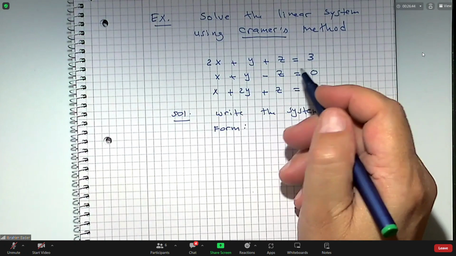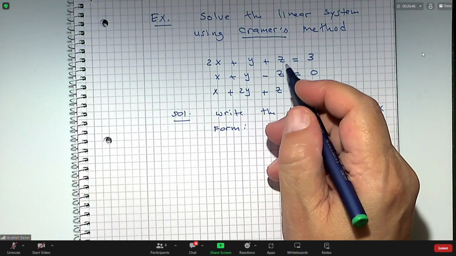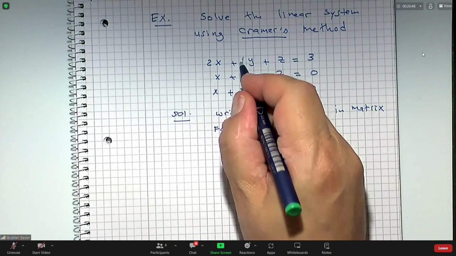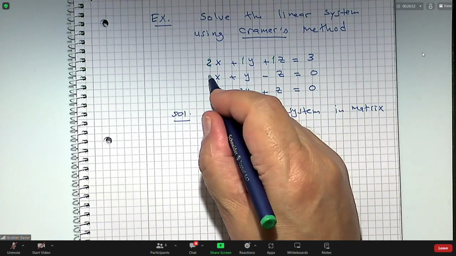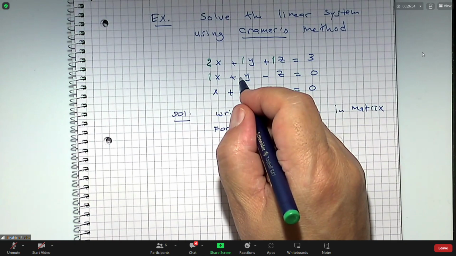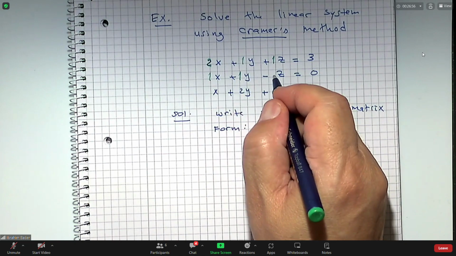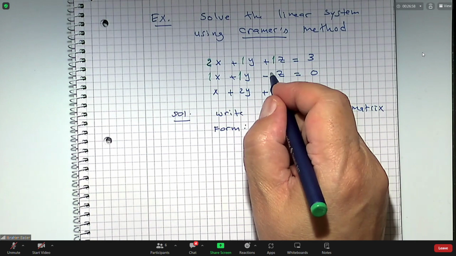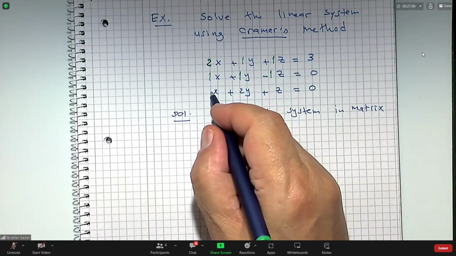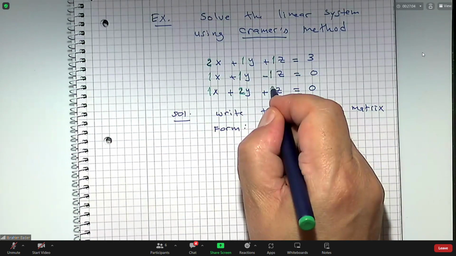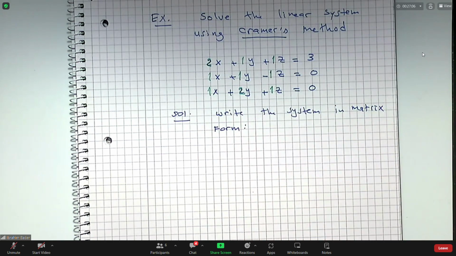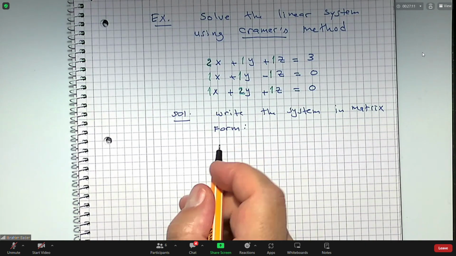So let me check 2, 1, 1. So here 1, of course, by default, this is 2. This is 1. So by default, if there's no number here, it means it's 1. So this is negative 1. This is 1. This is 2. And this is 1. Okay, so obviously this green labeled are the coefficients matrix.